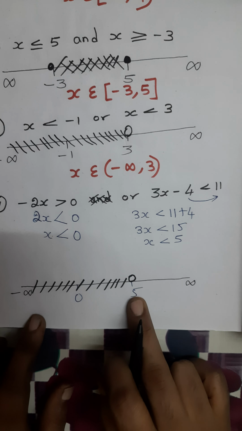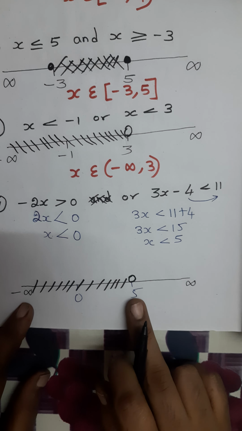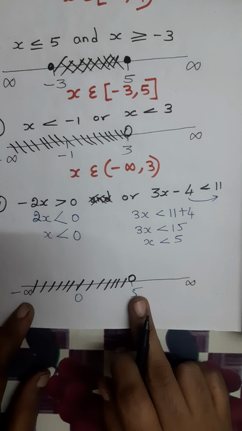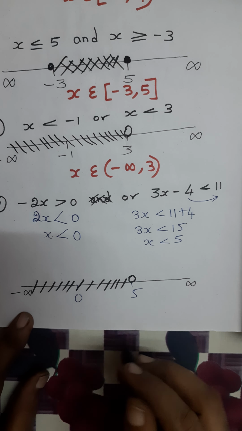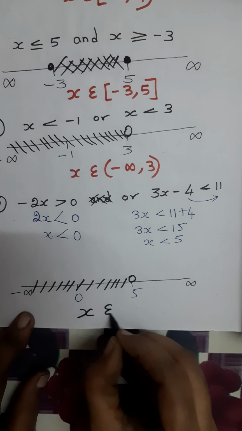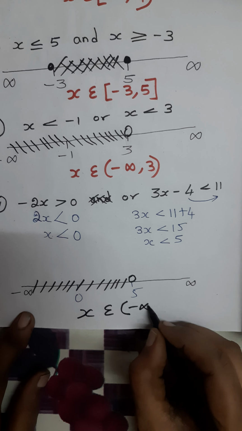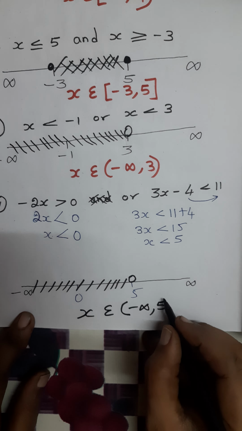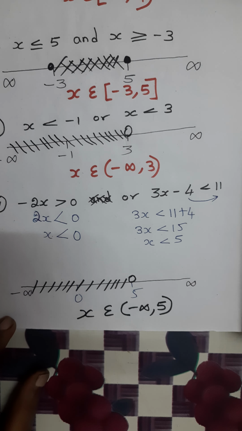So you can see the shaded area now: all the numbers between minus infinity and 5. This much portion is shaded. So our answer is x belongs to open interval minus infinity comma 5. That also should be open interval because 5 is not included.